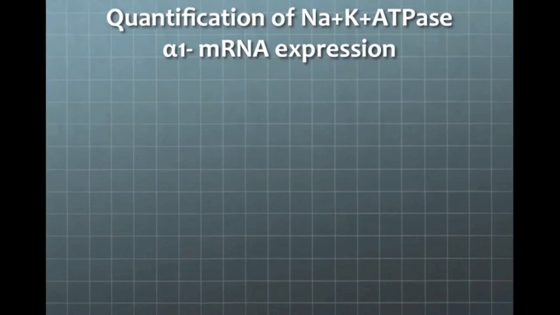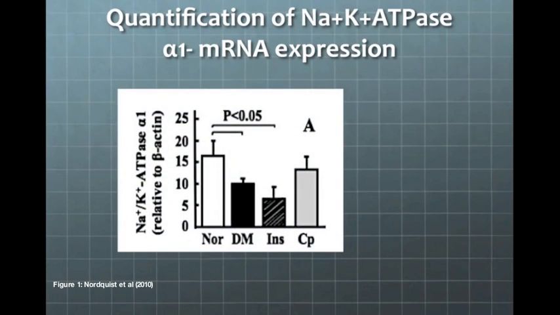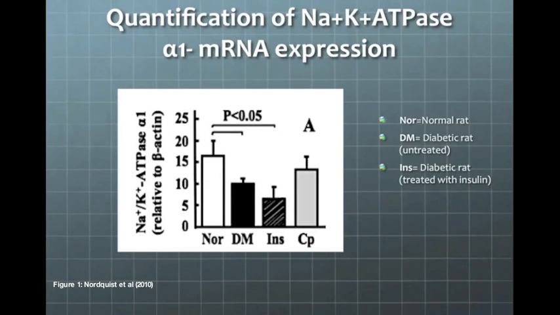By using real-time PCR with a fluorescence thermal cycler, the Nordquist group quantified mRNA expression for the sodium-potassium ATPase alpha-1 subunit. 4 groups of rats, including normal, diabetic untreated, diabetic insulin-treated, and diabetic treated with C-peptide, were compared. The data shows that there was an observable decrease in mRNA expression levels for the untreated and insulin-treated rats. However, there was no observable decrease in expression in the rats treated with C-peptide.